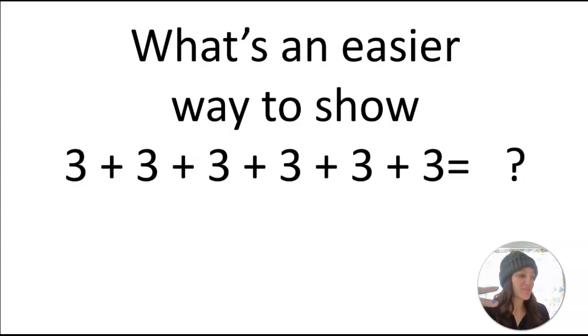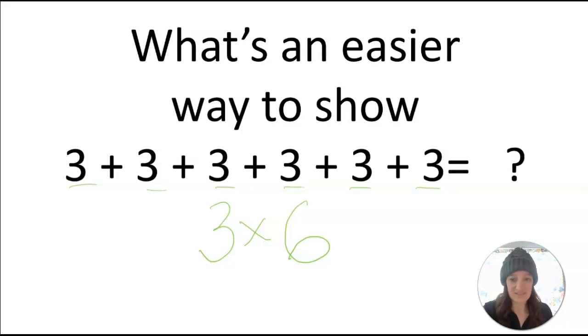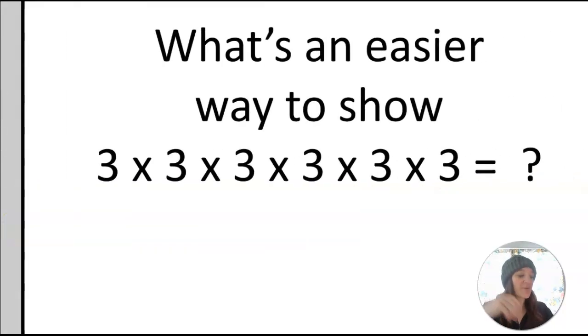If you saw this, you'd be like, I could write that a lot easier. I could go 3 times 1, 2, 3, 4, 5, 6. I could go 3 times 6, right? And that's the same way of saying 3 plus 3 plus 3 plus 3, 6 times. Okay. So what about if you have something like this?